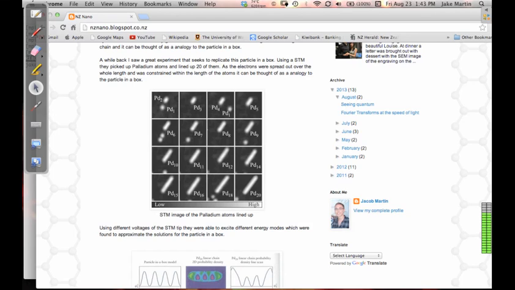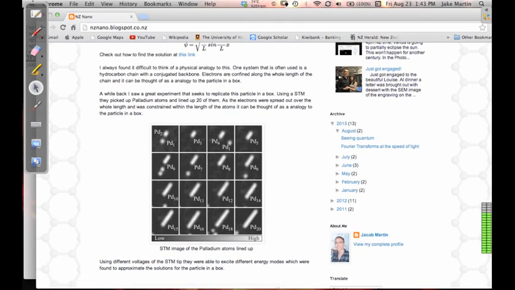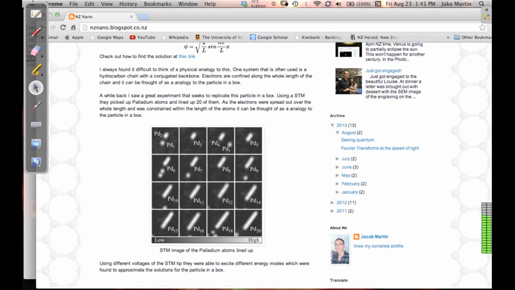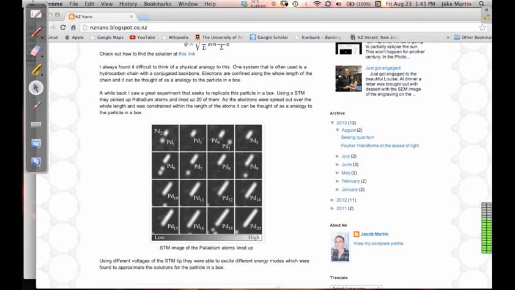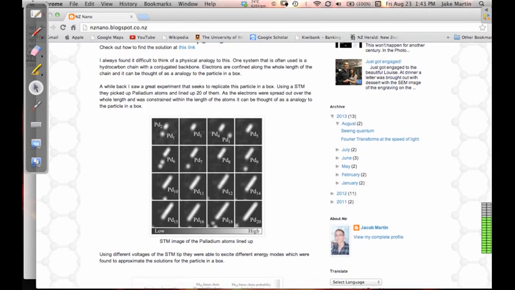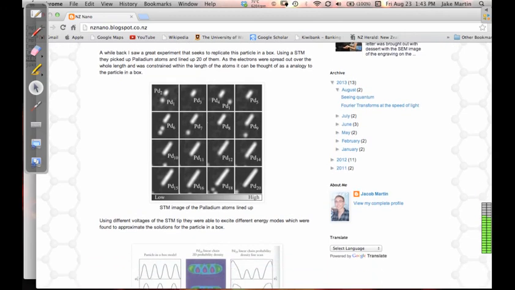And what they did is they changed the voltage on the tip of the scanning tunneling microscope, and they were able to excite different energy modes, and they found that these modes approximated the solutions to a particle in a box. So I'll show you the picture now.